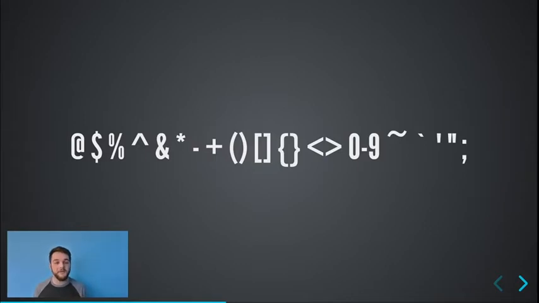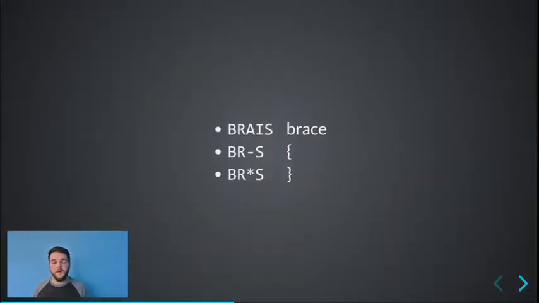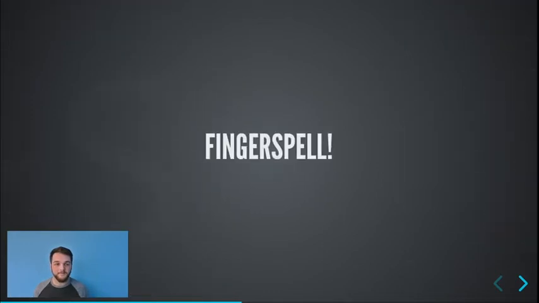there's the dollar symbol, percent, caret, ampersand, asterisk, dash, plus, parentheses, square brackets, curly braces, angle brackets, the digits 0 through 9, the tilde, backtick, single quotes, double quotes, and the semicolon. So, where brace is brace, for me, BRS is open curly brace, and the same stroke with asterisk is closed curly brace. I follow this pattern for parentheses, square brackets, curly braces, and angle brackets.